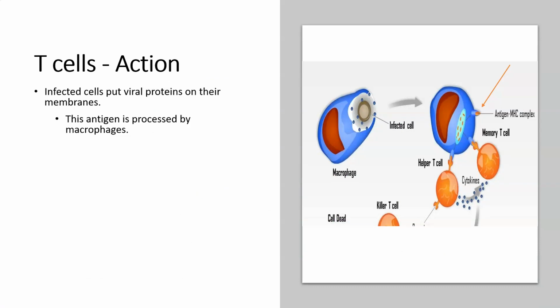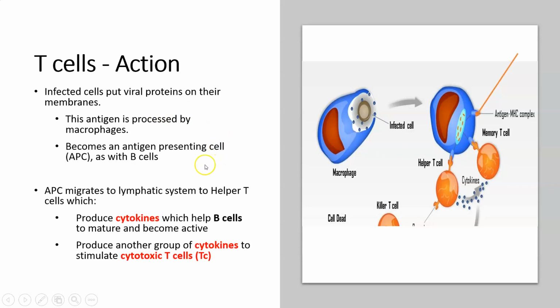Initially, as I've talked about before, antigen presenting cells present these foreign antigens to helper T cells, and these helper T cells produce cytokines. Cytokines will stimulate activation of B cells, which will then mature, proliferate, become plasma and memory cells, and then become active antibodies. And we'll also have another group of cytokines which stimulate the production of killer or cytotoxic T cells.